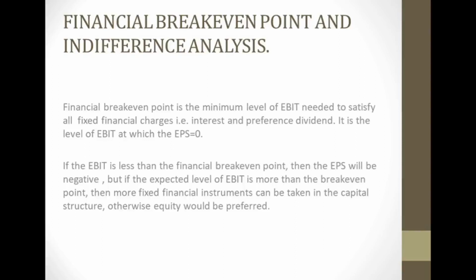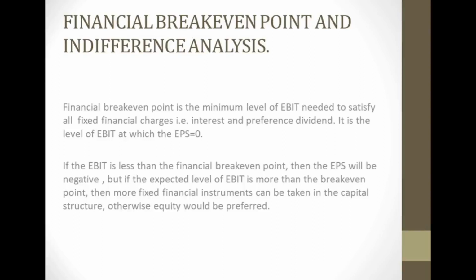So that is the reason why the EPS will become negative in case the EBIT is less than the financial break-even point. Okay. But if the EBIT is more than the financial break-even point, then you can have more debt instruments or more fixed instruments like preference shares, debentures, you can take loan as you prefer, as well as you can take equity also. So financial break-even point is nothing but the minimum level of EBIT which an organization should have in order to pay the fixed charges like interest and preference dividend.